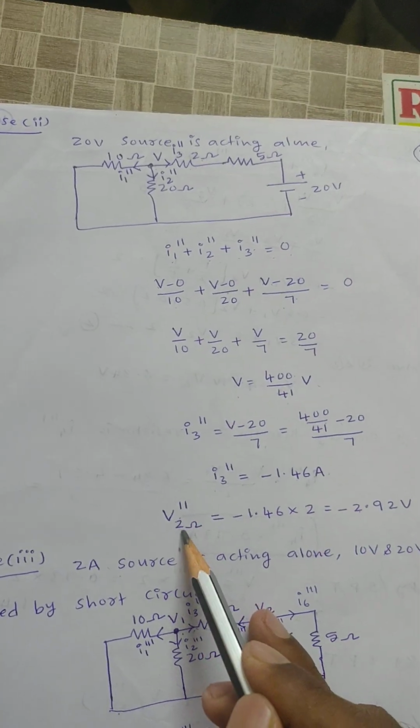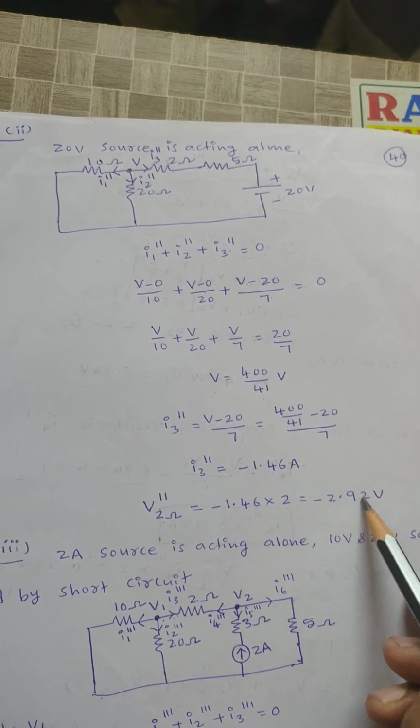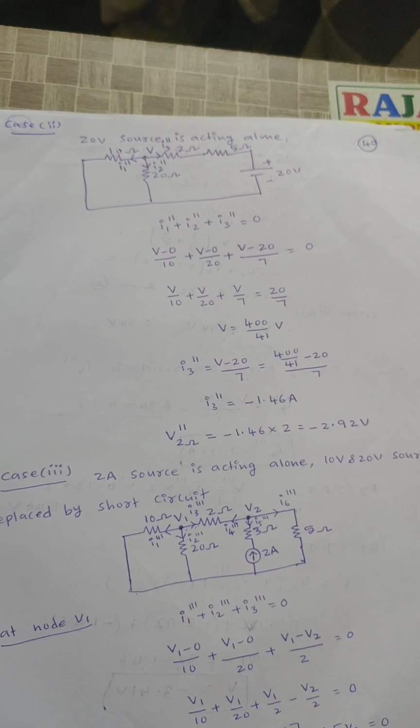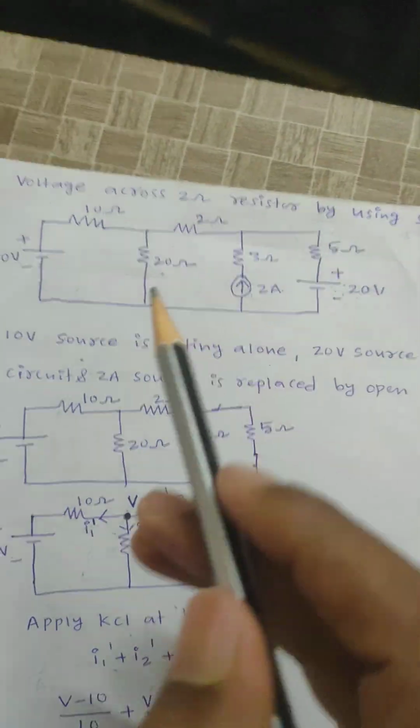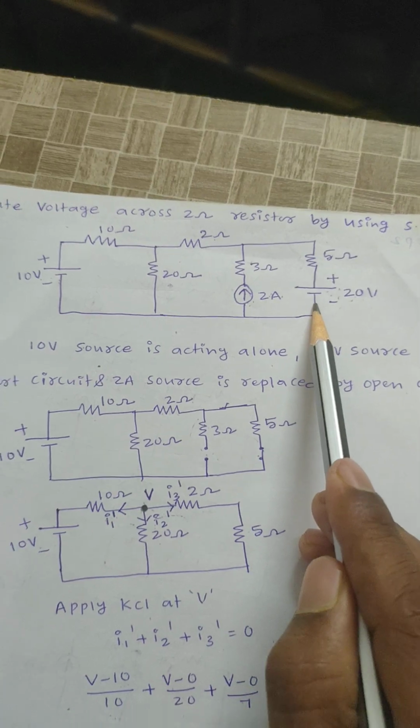Then the voltage across the 2 ohm resistor is I3 double dash into 2, and I will get minus 2.92 volts. Okay, clear, right? Next, what is the third case? The third case is we need to consider the 2 ampere sources acting alone.